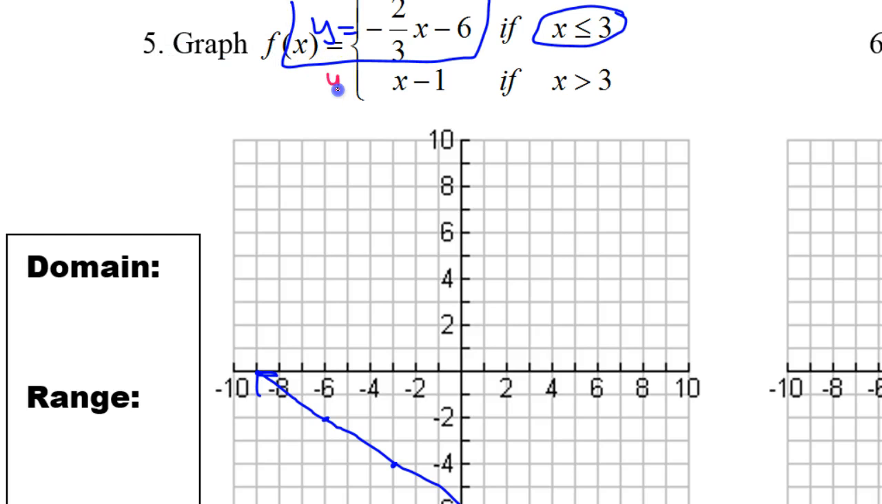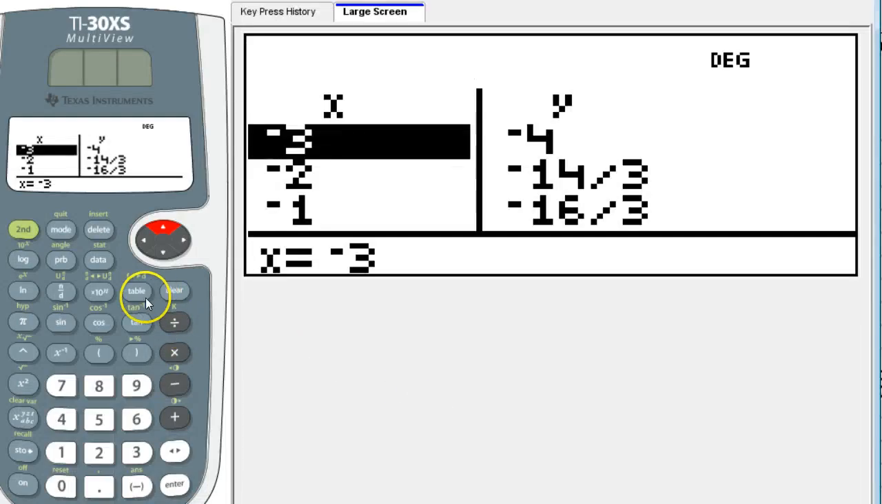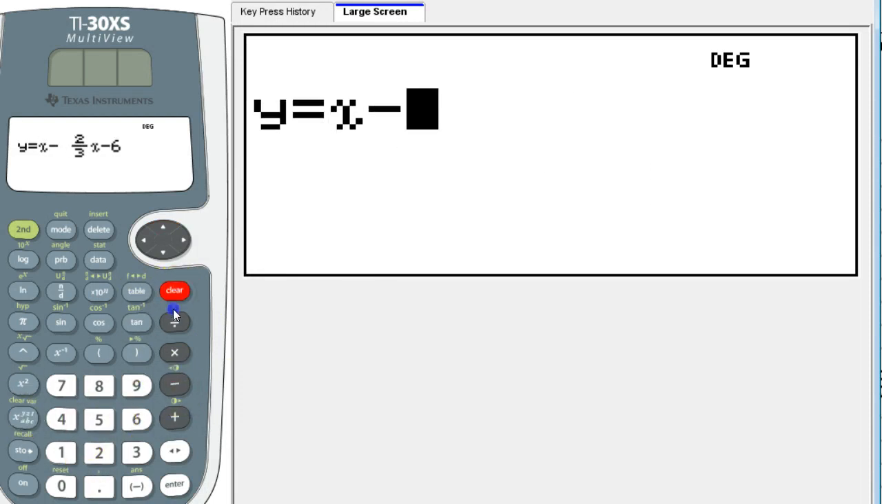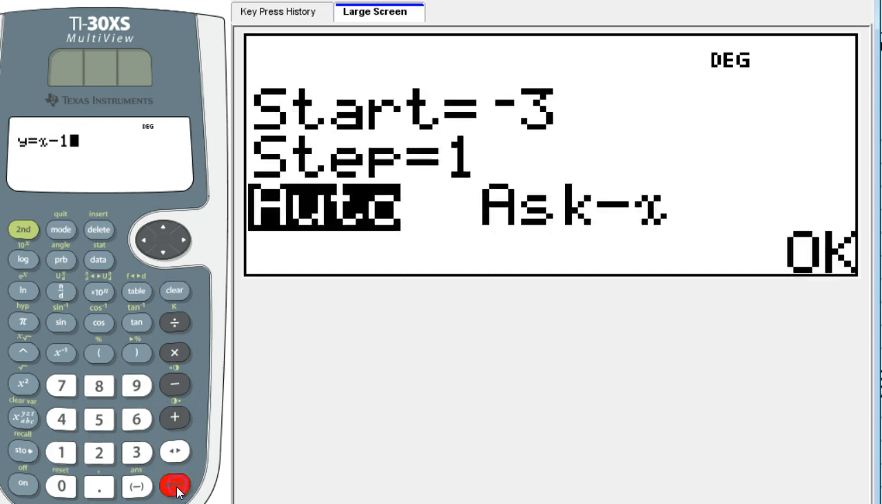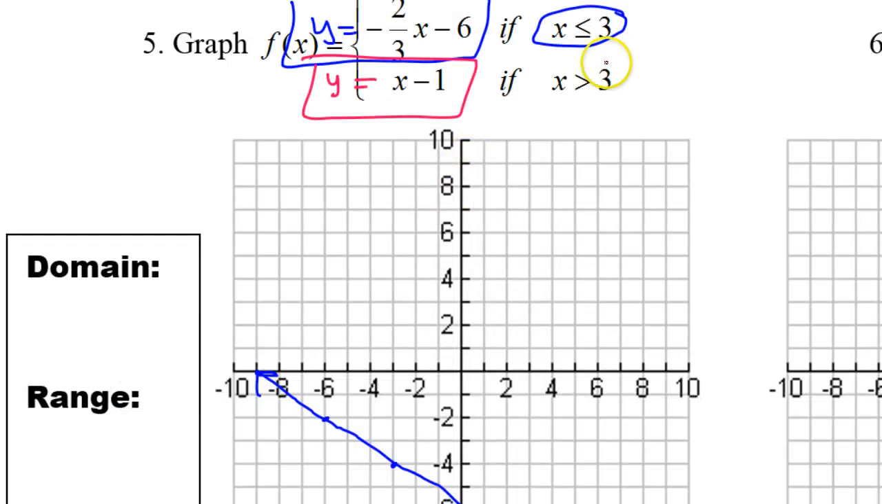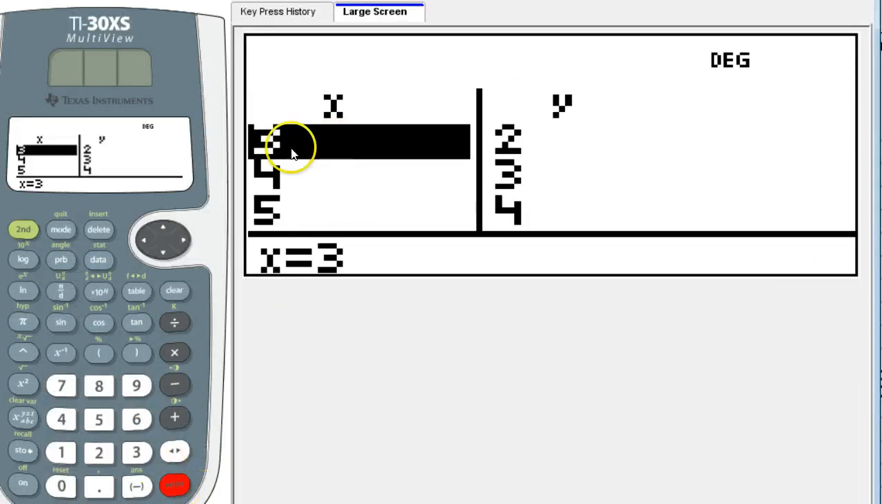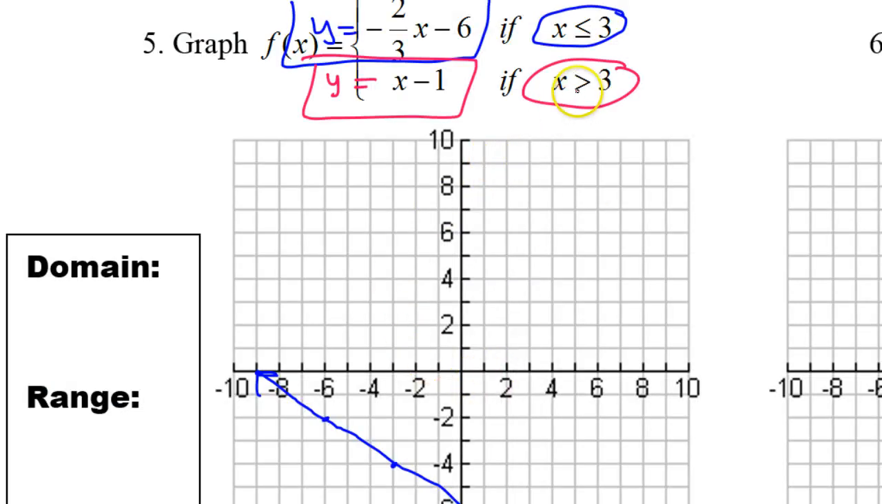And now let's do the second piece, y equals x minus 1. So back to the table, and let me clear this out. So x minus 1. Again, I want to start at 3 because of the domain restriction. So 3. Enter, enter, enter, enter. So my first point here is the point 3, 2. All right, and this will be an open circle because it is not equal to. So 3, 2 is going to be right here, open circle.